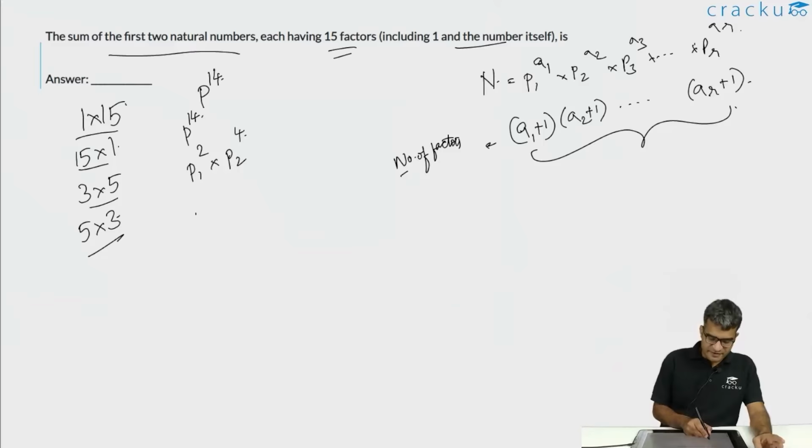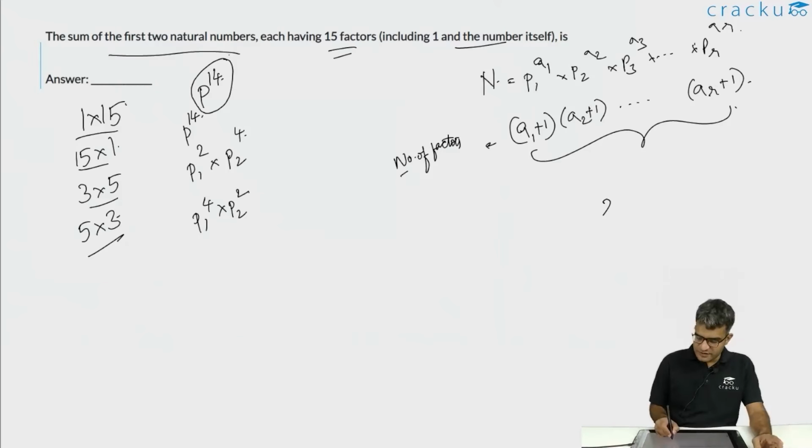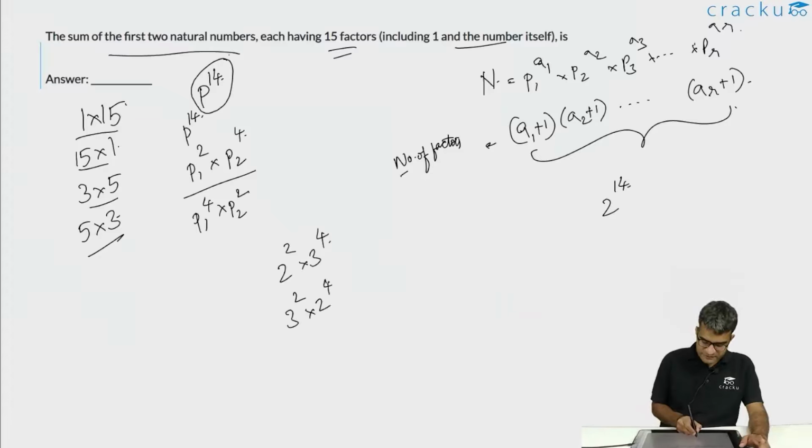The smallest number which is of the form p to the power 14 is 2 to the power 14. The smallest number which is of the form p1 square into p2 to the power 4 is 2 square into 3 to the power 4. We can also have it another way around. We can have it as 3 square into 2 to the power 4. These are basically the numbers that we have to consider. 2 square into 3 to the power 4 will be 4 into 3 to the power 4, which is 81. This is equal to 324. 3 square into 2 to the power 4 is 9 into 16, which is 144.